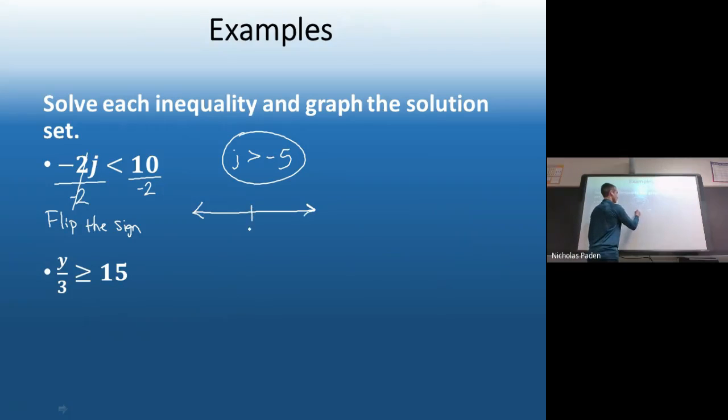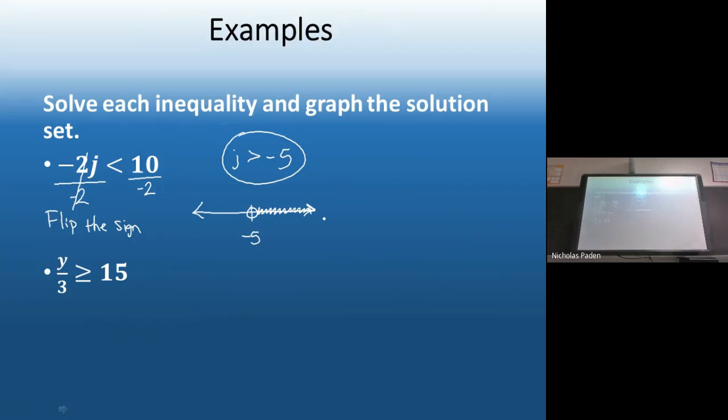Whenever I graph that solution set, I just care about j is greater than -5, so it's going to be an open circle because it's just greater than. And then, now j is greater than, I'm going to shade to the right. So that would be my solution set and the graph of it. Right, and then we'll look at one more together.